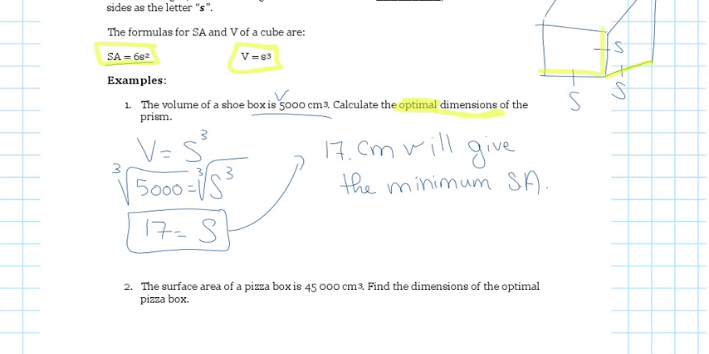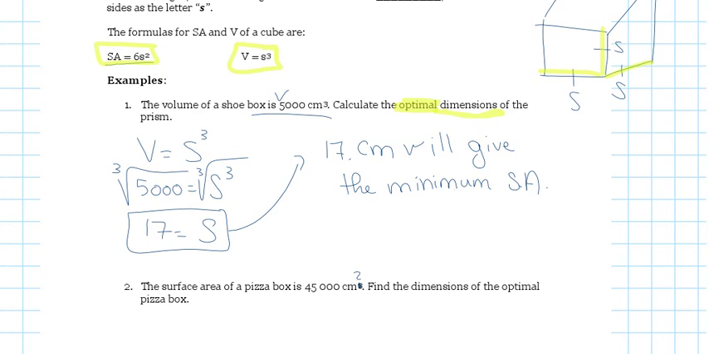Okay, now I want you to look at your second question. There is a mistake in the question. It should be centimeters squared, not centimeters cubed, because we're talking about surface area. I want you to look at that question, decide what formula you're going to have to start with, and isolate for the dimension that gives you the optimal pizza box.